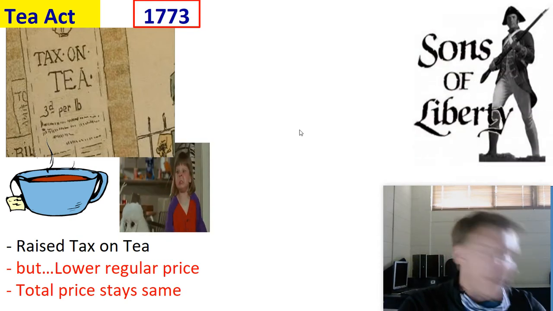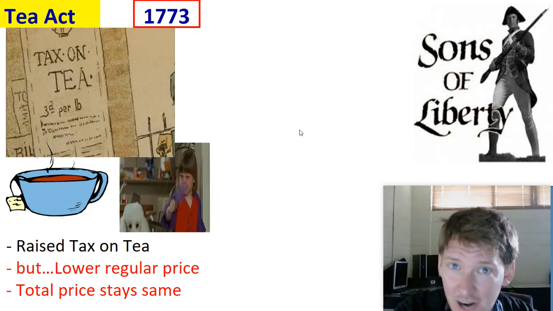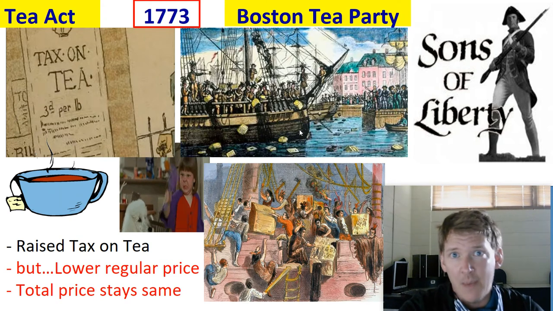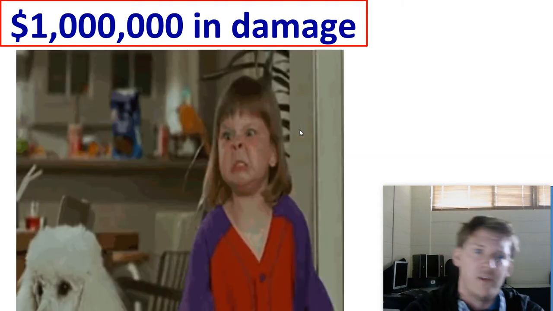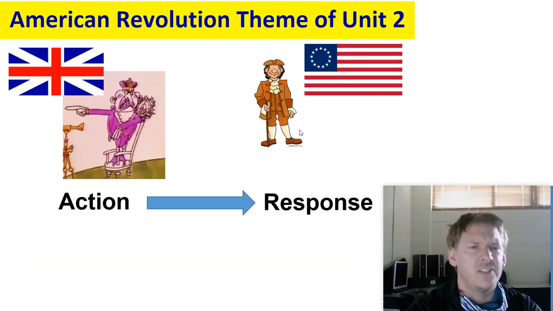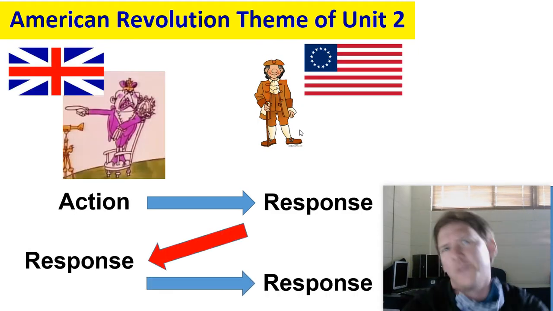So the Sons of Liberty, who are mad at everything, patriots / domestic terrorists, have the Boston Tea Party, where they go onto the boat dressed up as American Indians and they throw all the tea overboard, costing $1 million worth of damage. Now the king's mad. Everybody's just mad. Everyone's just so angry. So we got the action, we got the response, and then we got the response to the response, and then the response to the response.